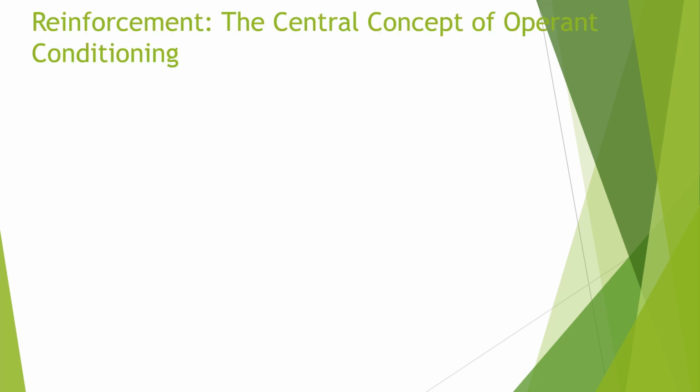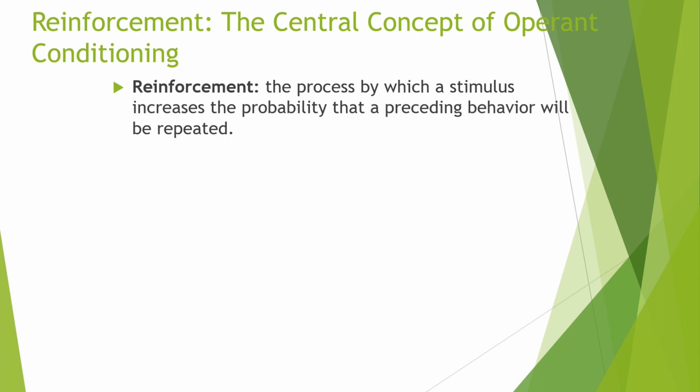All right, so let's talk about some of the central concepts of operant conditioning. You heard me say this word reinforce all the time as we were going through these previous slides. Let's talk about what reinforcement actually means. Reinforcement is a process by which a stimulus increases the likelihood or the probability that the preceding behavior will be repeated. If you get reinforced, you're going to repeat that behavior again.